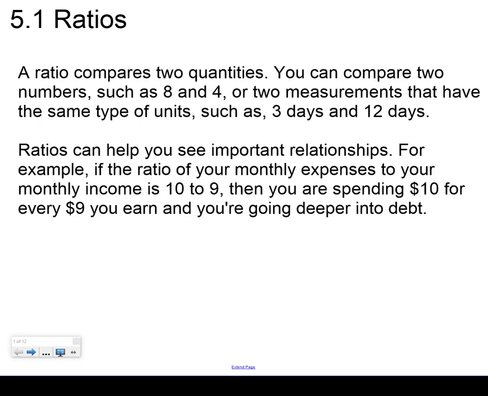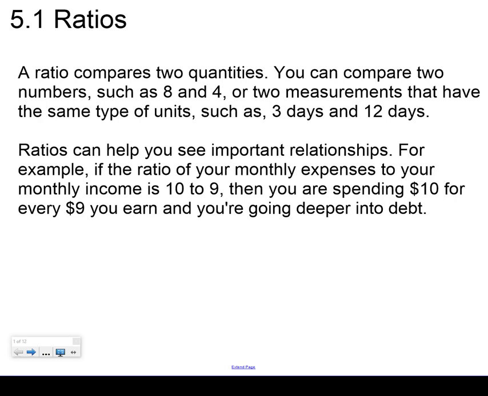We're talking about ratios. So the first few screens are going to talk to you about the specifics of it. A ratio compares two quantities. You can compare two numbers such as 8 and 4, or two measurements that have the same type of units, such as 3 days and 12 days. The thing that's important to remember about ratios is that they have to have the same units. The unlike units, or units that are not the same, will show up in our next section, which is called rates.